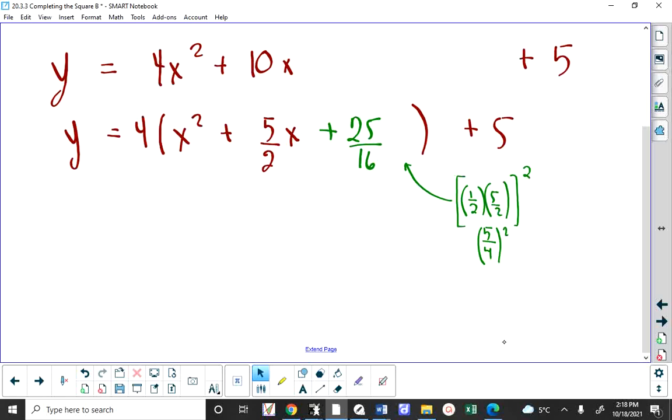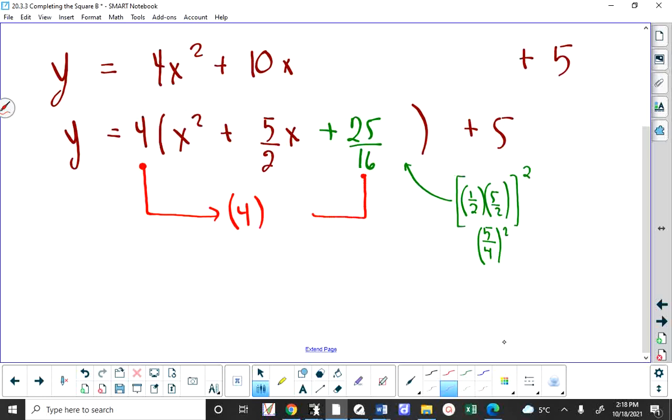So now what do? We have to take away something. We've upset the balance of that. And it's no different than the questions we did on Friday. We have to multiply this 4 by this 25/16. And look how I wrote that 25/16.